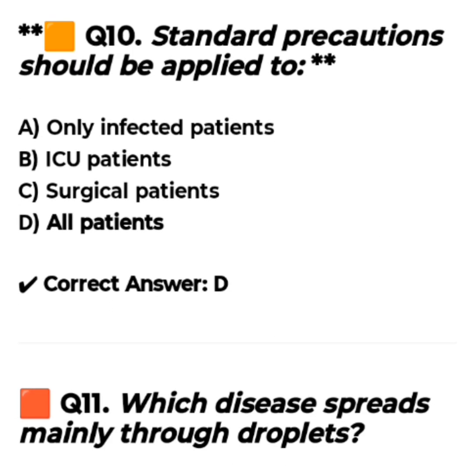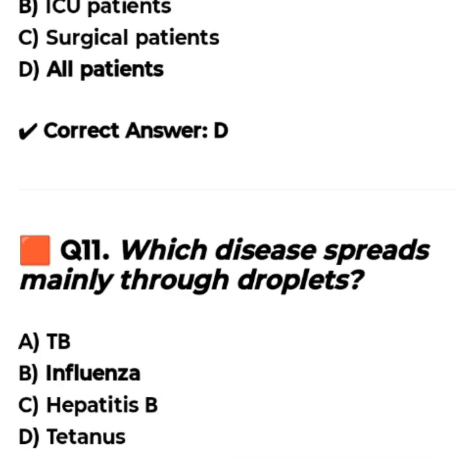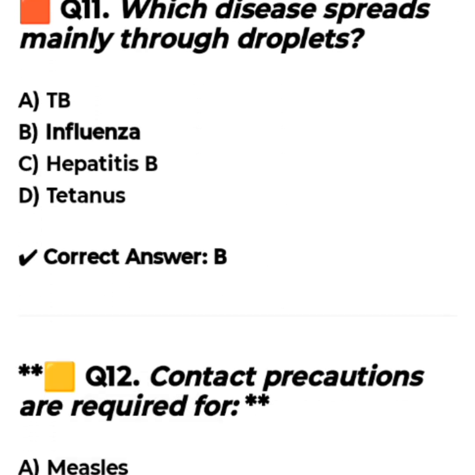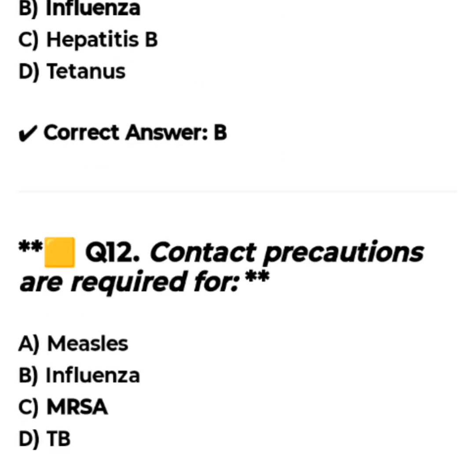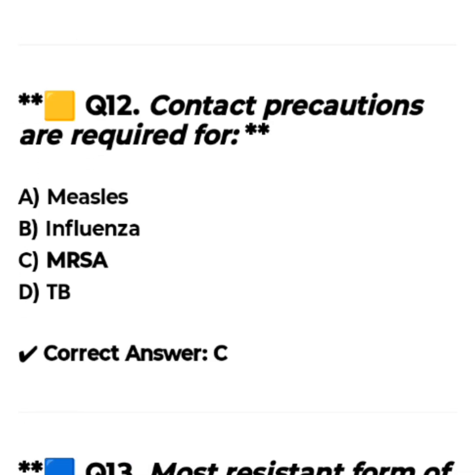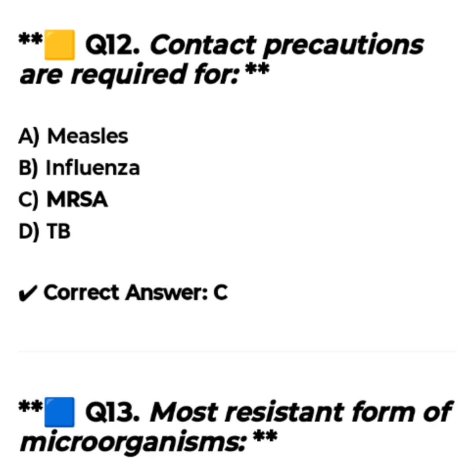Standard precautions should be applied to. The correct answer is option D, all the patients. Which disease spreads mainly through droplets? The correct answer is option B, influenza. Then contact precautions are required for. The correct answer is option C, MRSA.